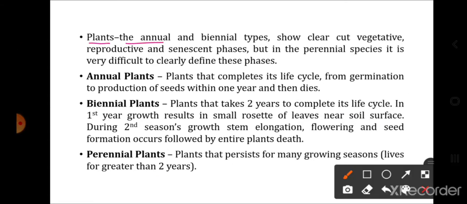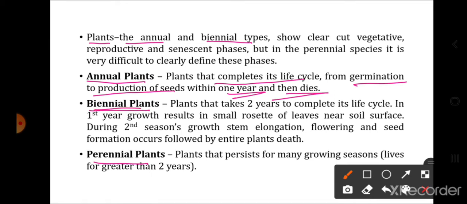Plants, the annual and biennial types. Now, there are three different categories of plants: annual plants, biennial plants, and lastly perennial plants. Annual plants are those which complete their life cycle, from germination to the production of seeds, within one year and then they die. Their period from germination to seed production is one year, and after that they die. Those plants are called annual plants. The next one is biennial plants.